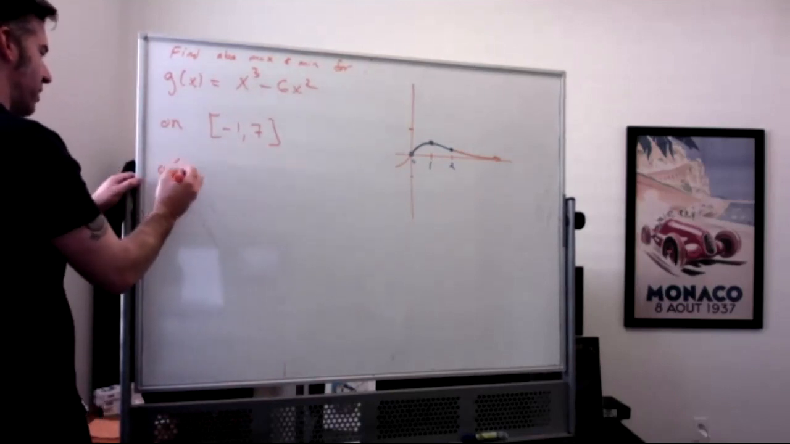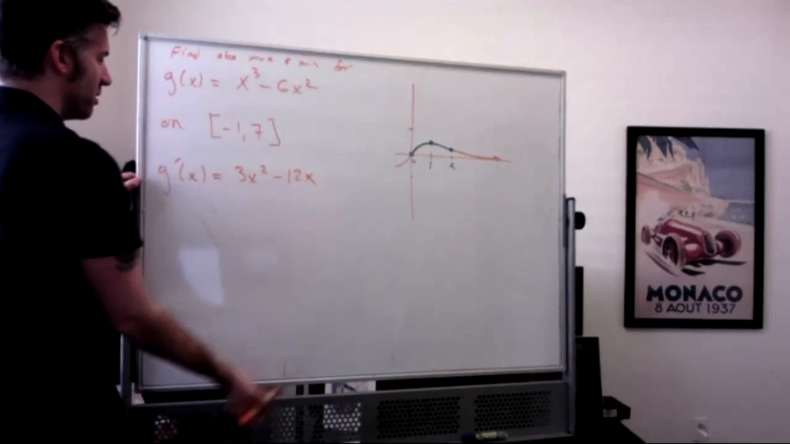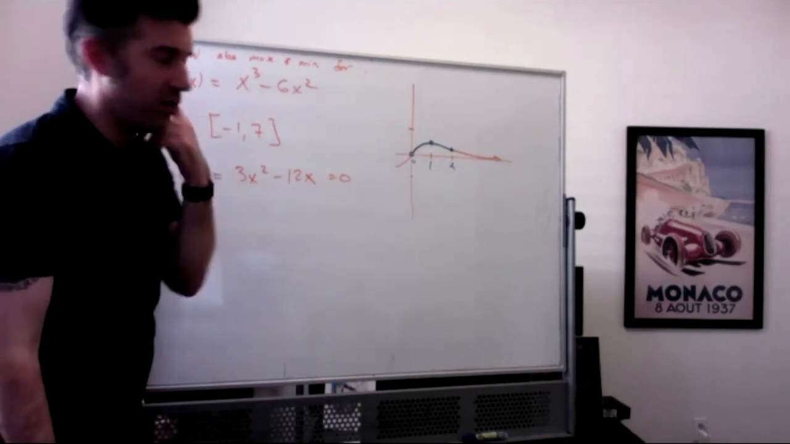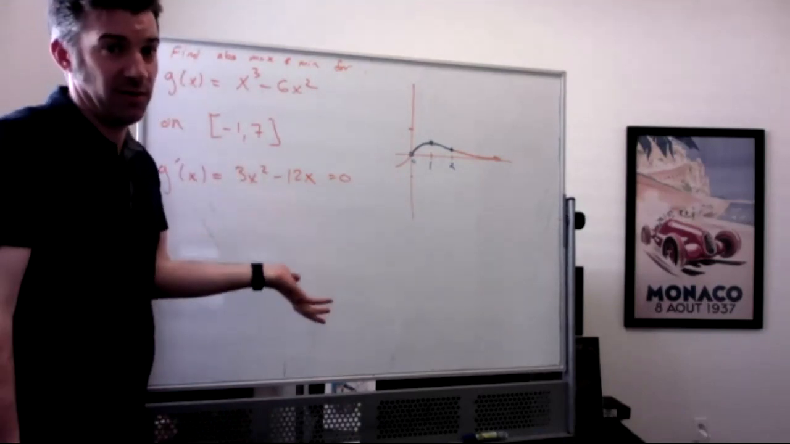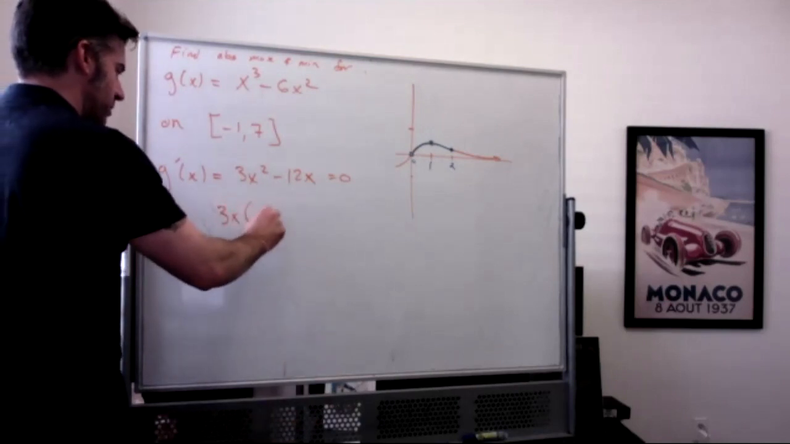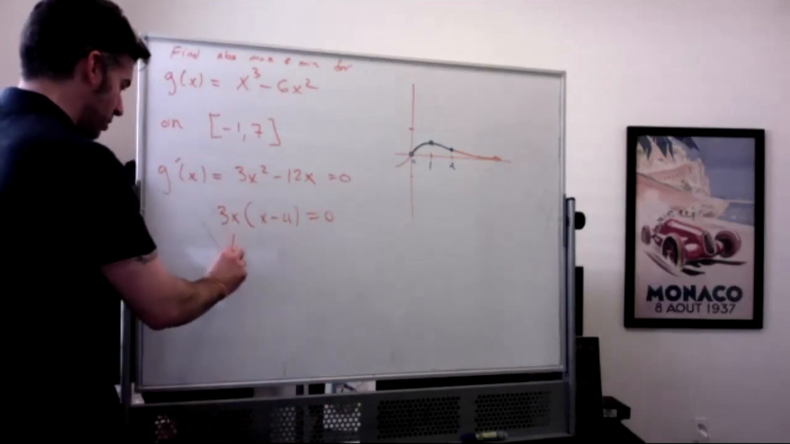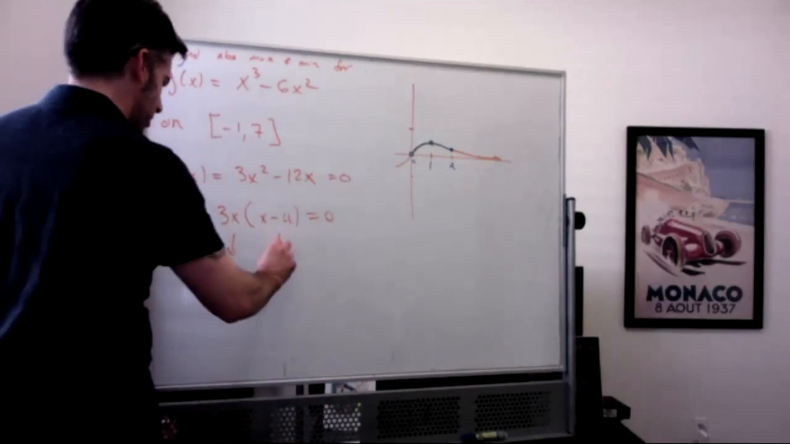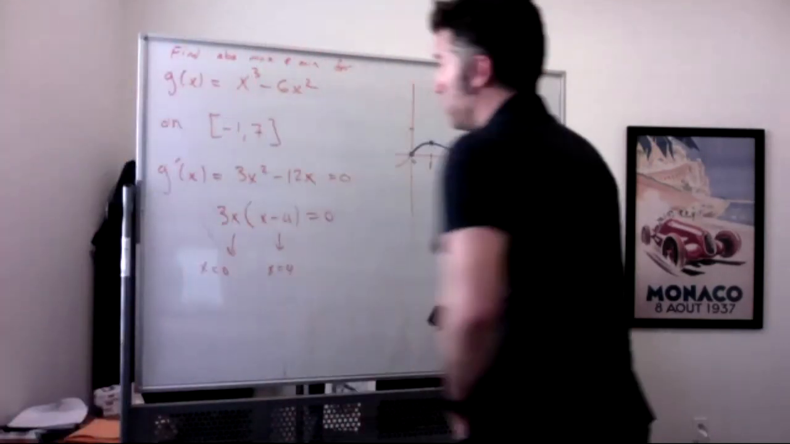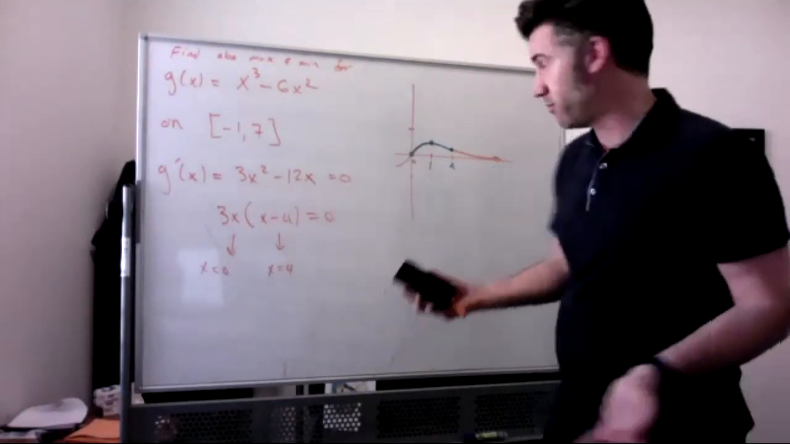So the derivative here is 3x squared minus 12x. We'll set that equal to 0. I'm also going to think about where it's undefined, but I know that this function isn't undefined because it's just a polynomial. So factor, I get 3x times (x minus 4). So my critical values are x equal to 0 and x equal to 4. Now I should point out, both of those critical values are in the interval. So I'm going to use both of them.